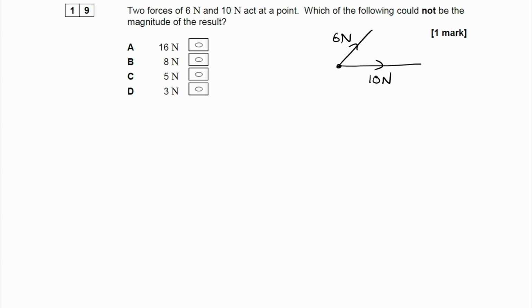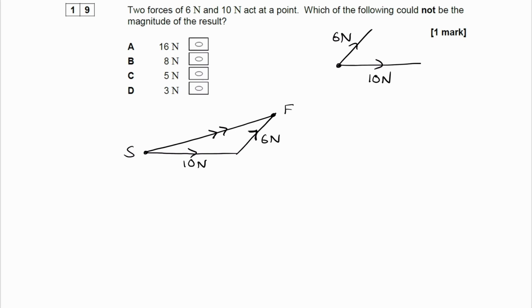So the resultant of these two forces you can work out by drawing them from head to tail. So let's say this is our start point. I'll draw one of the forces. I'll start with a 10 newton force. Doesn't matter which one I use. And then at the head of that vector, I will then draw the 6 newton force, which we can see from our diagram goes kind of this way. And the resultant would connect the start to the finish. So that will be this length here. So for this question, what could this length not be out of these four options?